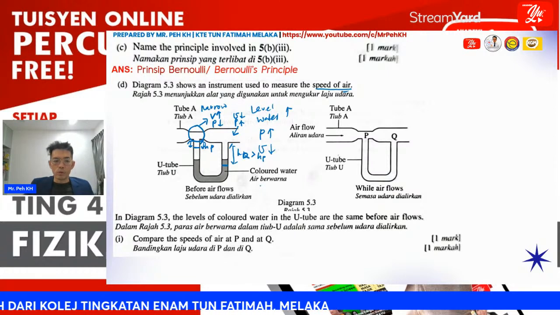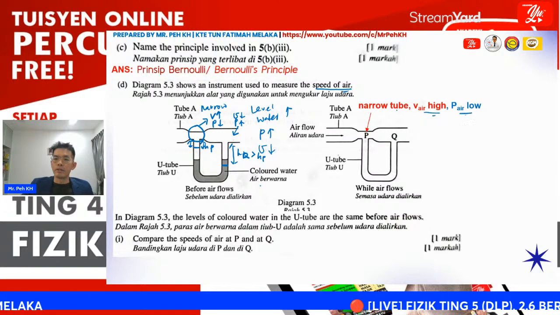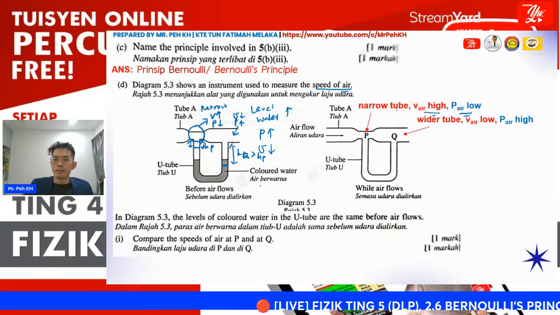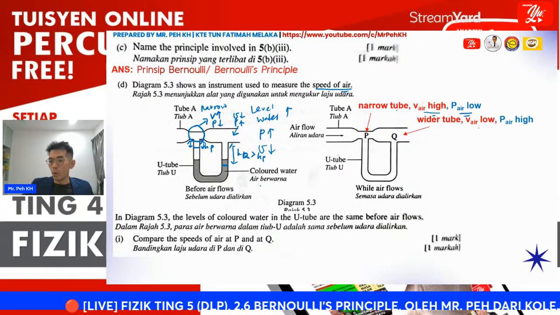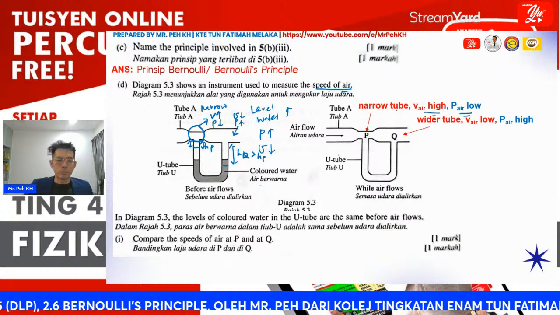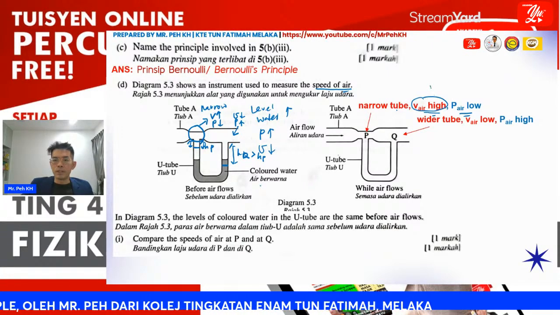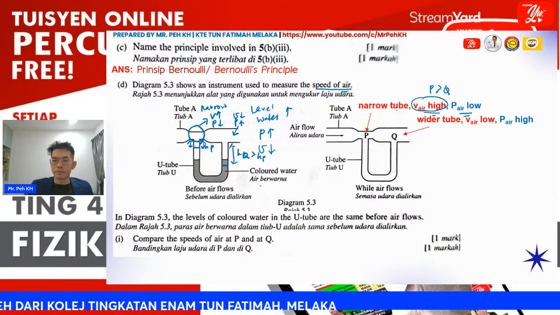Just as I mentioned already, in the narrow tube, air speed will be high and pressure will be low at P. In the wider tube, the speed of air will be low and pressure will be high. So for the comparison of speed, definitely P will be higher than Q.